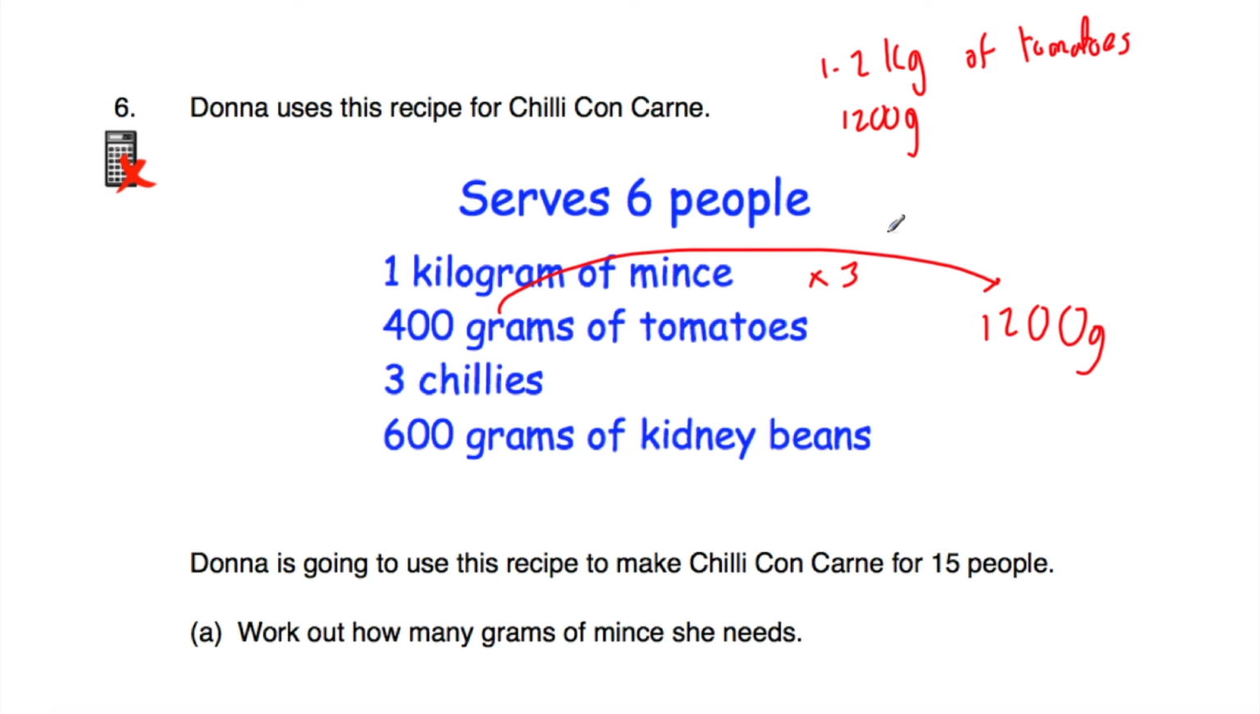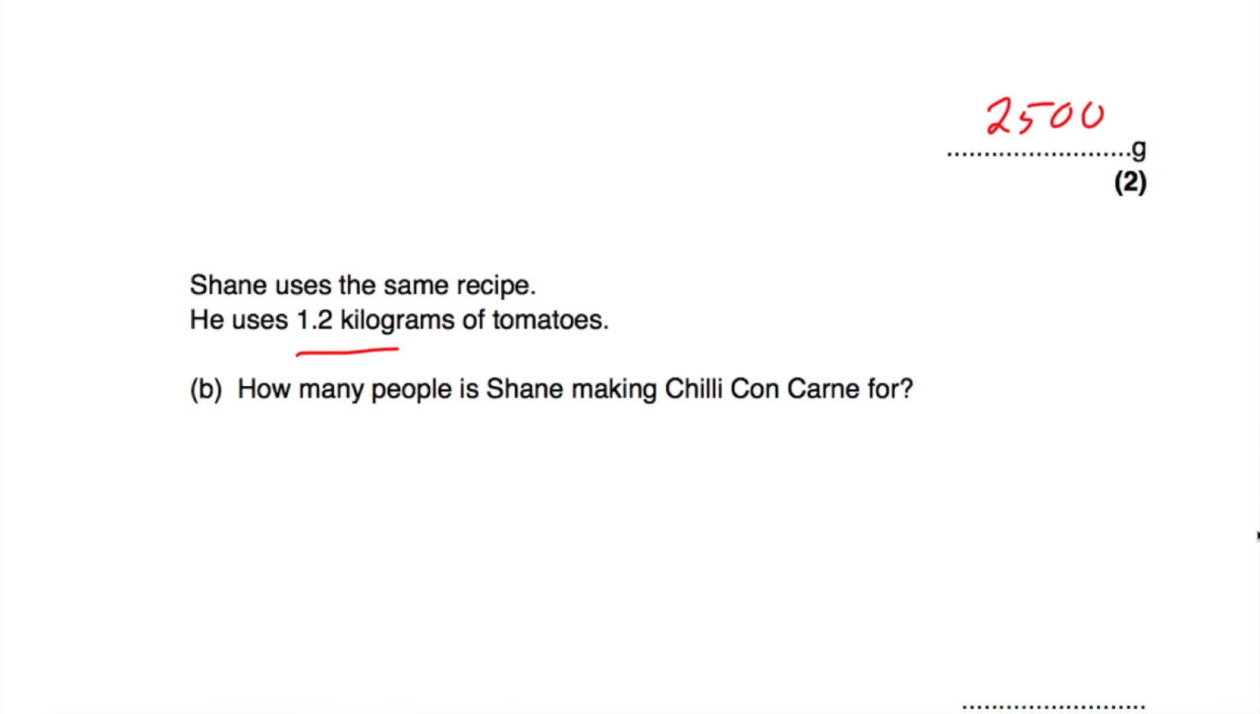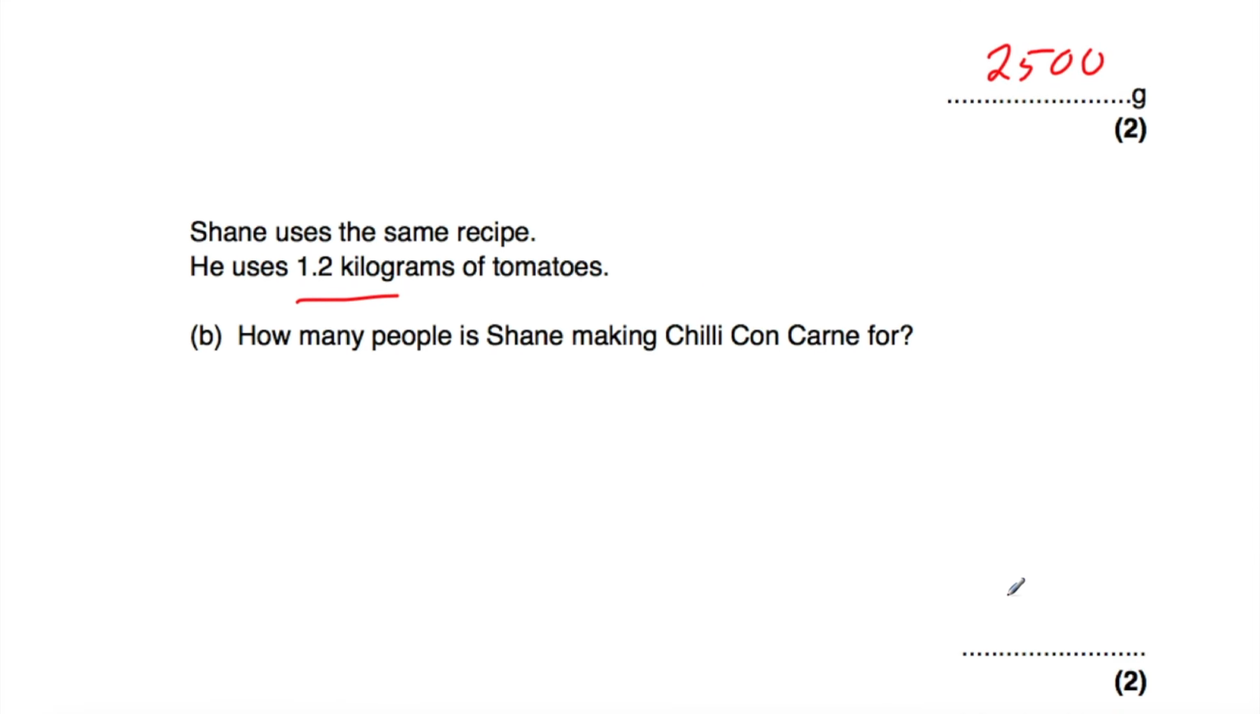So that means he's serving 3 times as many people. So if we take our 6 and multiply that by 3, that's going to serve 18. So that means that he is making chili con carne for 18 people because he's using 3 times as much tomatoes as in the recipe. So the answer to how many people is he making chili con carne for is 18, unless he's just making really big portions.